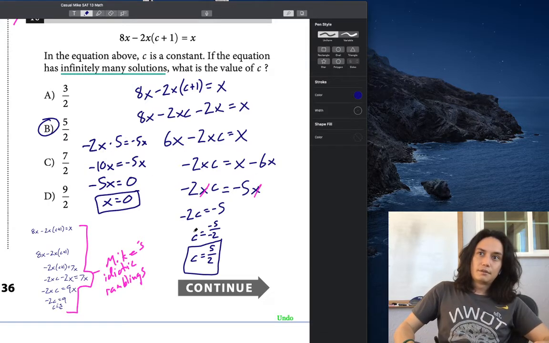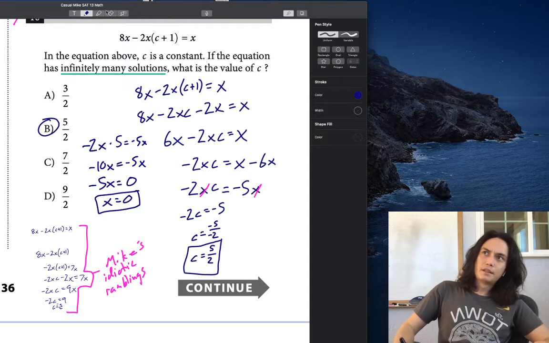cancel out. And yeah, so I guess the roundabout way of doing it is we divided both sides by x. We did that because we felt comfortable doing it, because we are going to end up in a situation where it doesn't matter what you plug in for x. C is going to be the same thing no matter what.